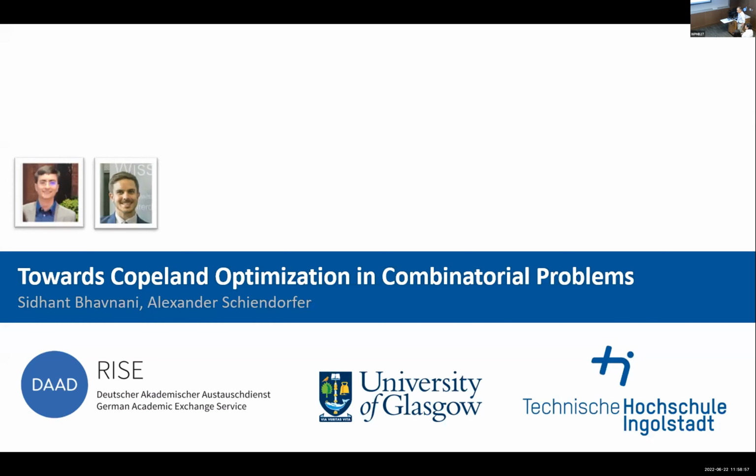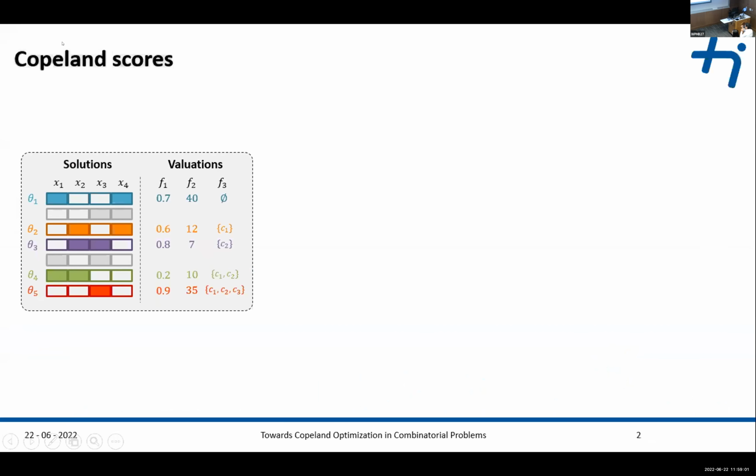All right, so I'm Alex, and I'm going to talk about Copeland optimization. And this is strictly speaking on the modeling side. So I want to propose a novel kind of objective to go for, which is heavily inspired by social choice theory. So what is a Copeland score in the first place?